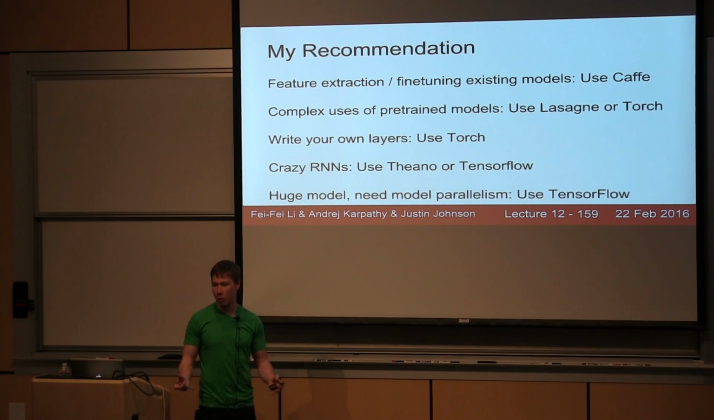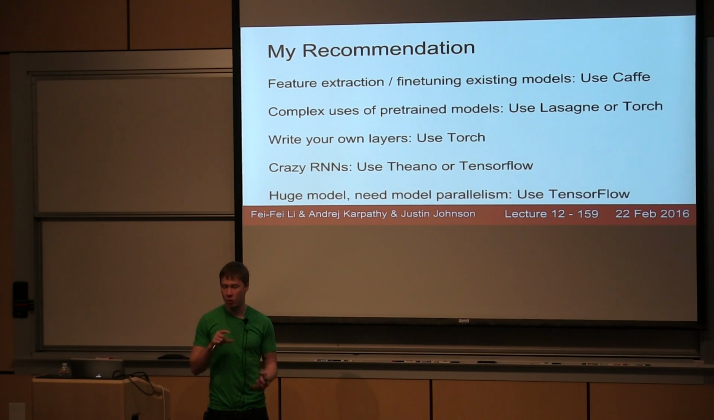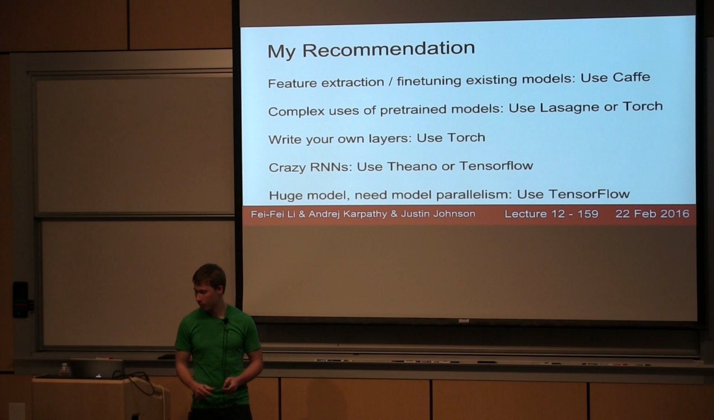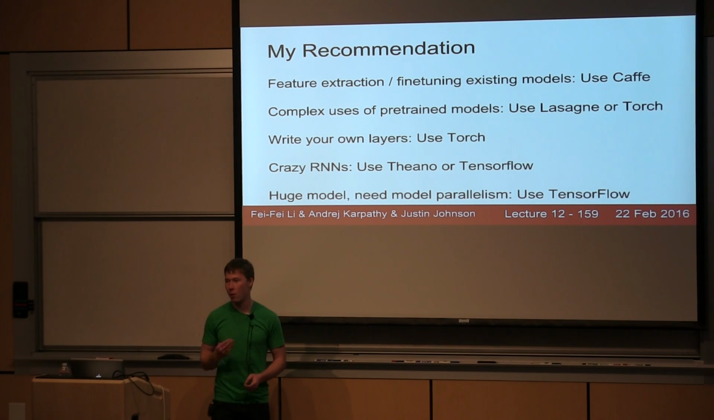If you want to work with pre-trained models, but maybe do weird stuff with them and not just fine-tune them, then you might have a better job in Lasagne or Torch, because there it's easier to mess with the structure of pre-trained models. If you really want to write your own layers for whatever reason, and you don't think it can easily fit into these computational graphs, then probably you should use Torch.